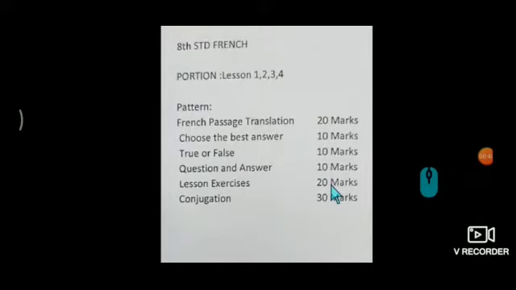Since we have already revised lessons 1 and 2 for the midterm, now we will revise lessons 4 and 3. Lesson 3 and 4 exercises will be revised in today's class. I'll read out the rules first and then we'll see one by one. So shall we start the session? Take your book, lesson 4, and let's revise for this 20 marks.